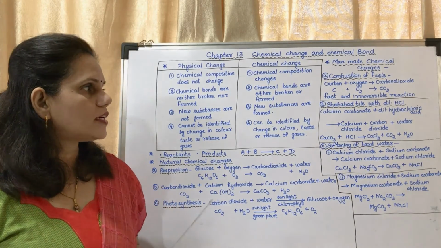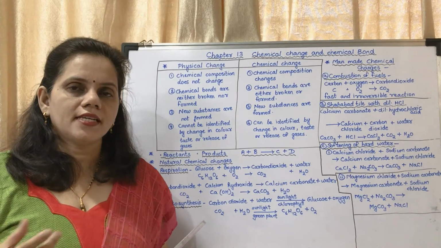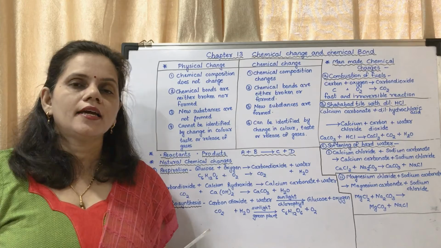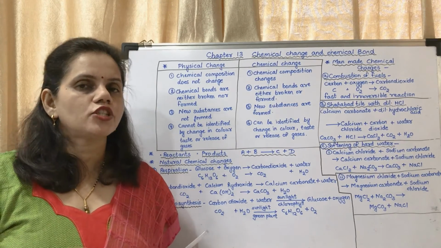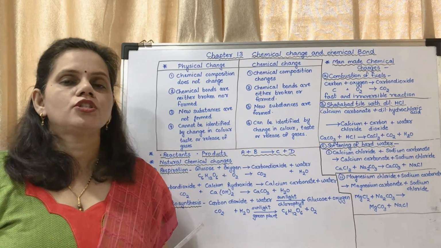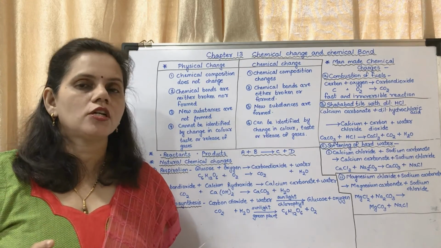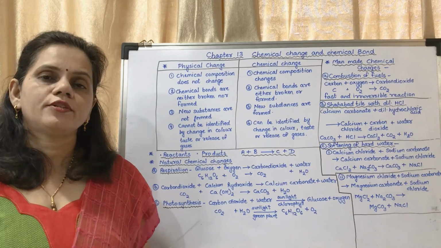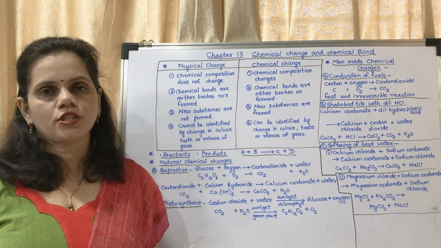Otherwise, they will ask what happens when Shahbad tile comes in contact with dilute hydrochloric acid. In that case, they will give you the reactants. You must know the products. You should be able to write the word equation also. You should be able to write the chemical equation also. So you have to practice this several times in your notebook.